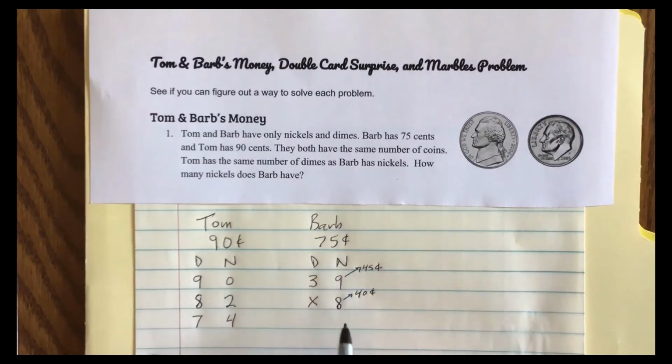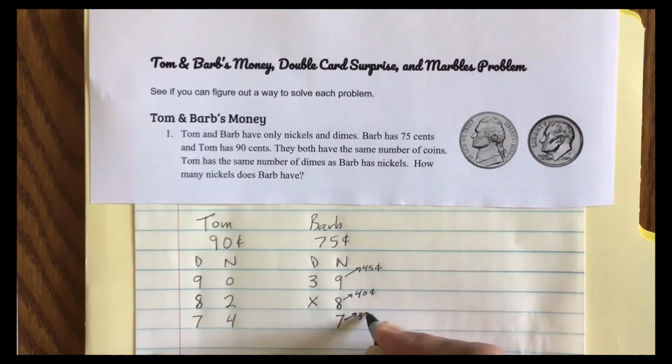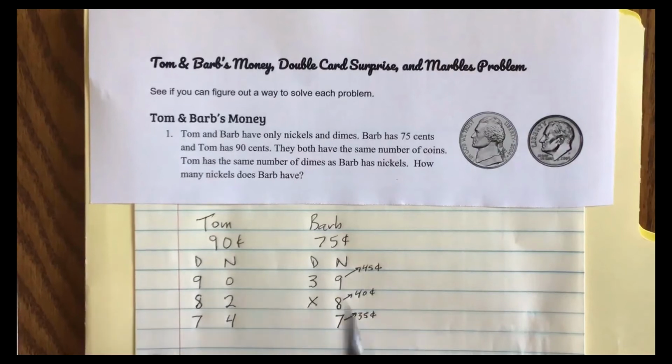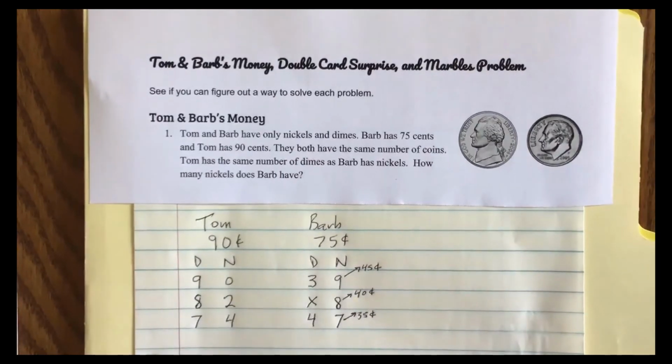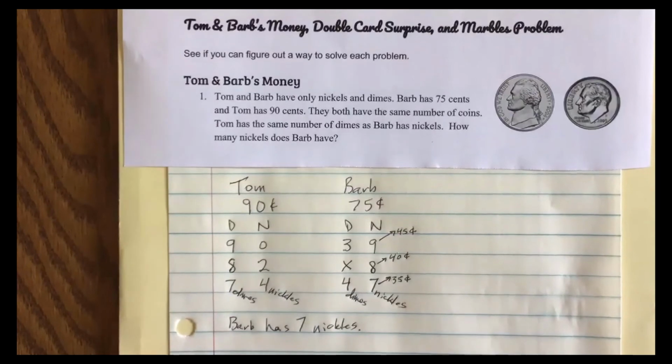The number of nickels for Barb is also 7. So 7 times 5 is 35 cents. And we need another 40 cents to get 75 cents. So here we go, 4 dimes, and this looks like our answer. There's 11 coins here and 11 coins here. So our answer here is Barb has 7 nickels, and we did answer the question.